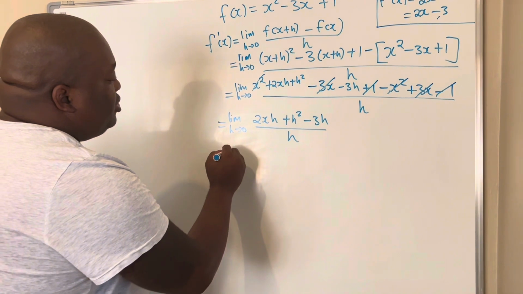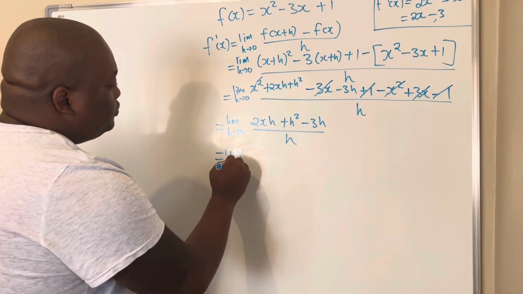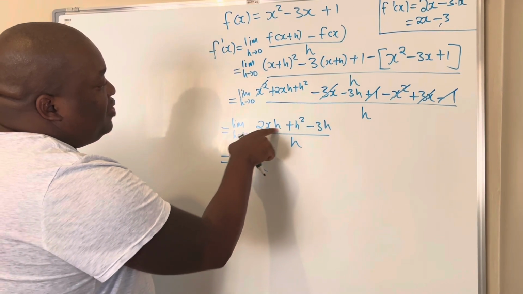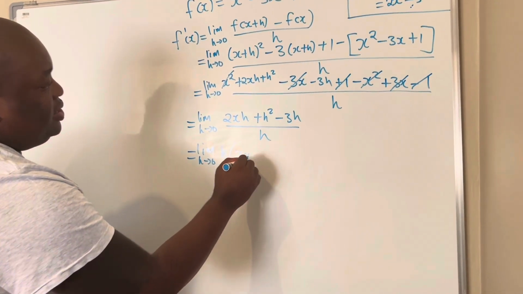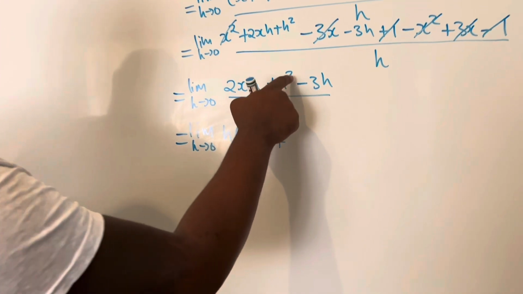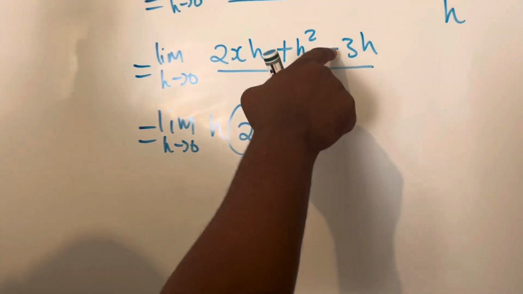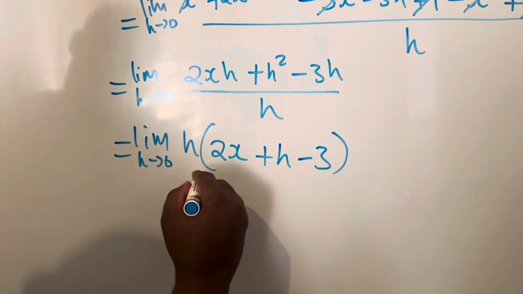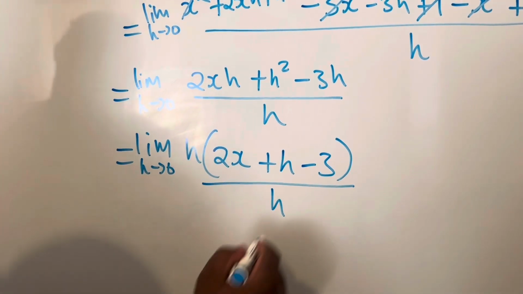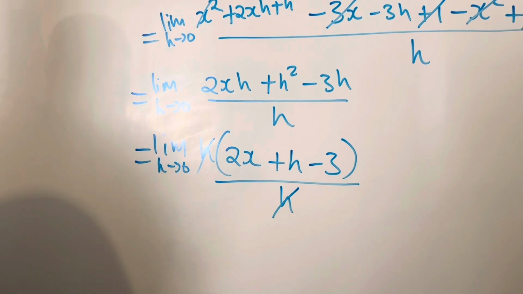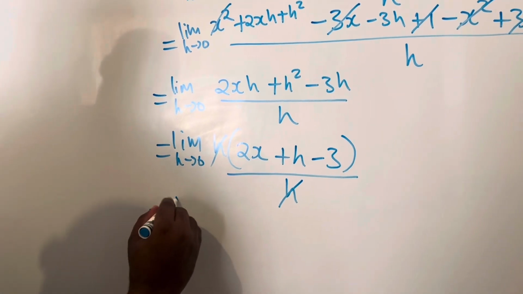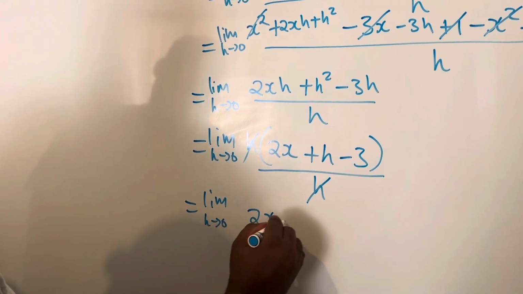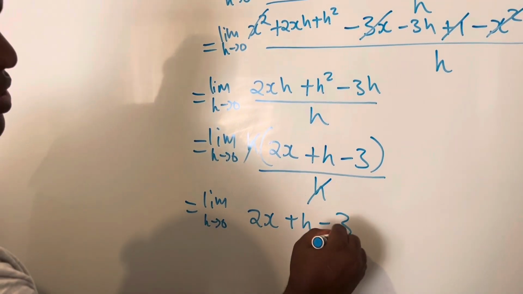If we take out the common factor of h, when we divide here, we'll have 2x plus h squared divided by h, which is h, minus 3h divided by h, which is minus 3, all over h. The h then cancels out. We are then left with the limit as h approaches 0 of 2x plus h minus 3.